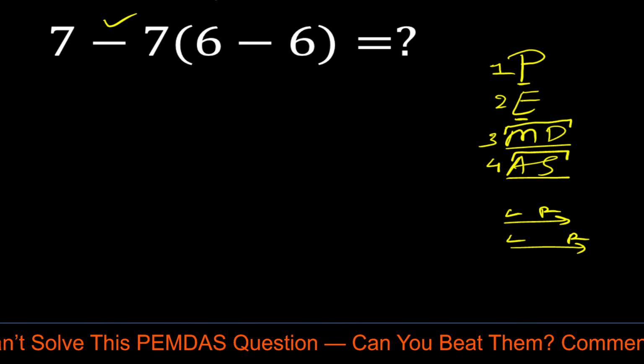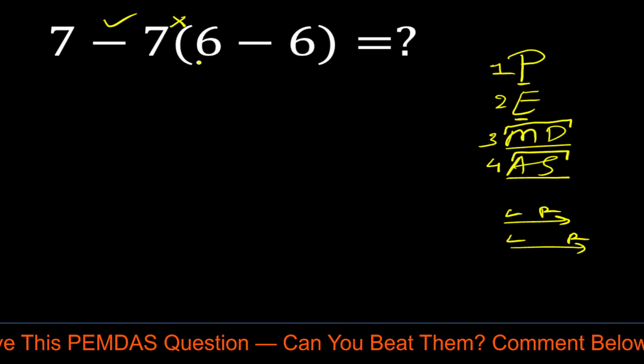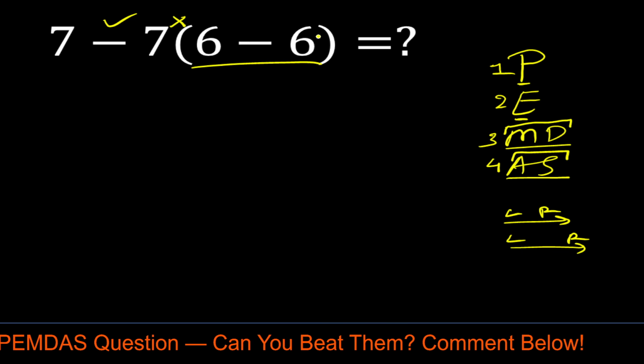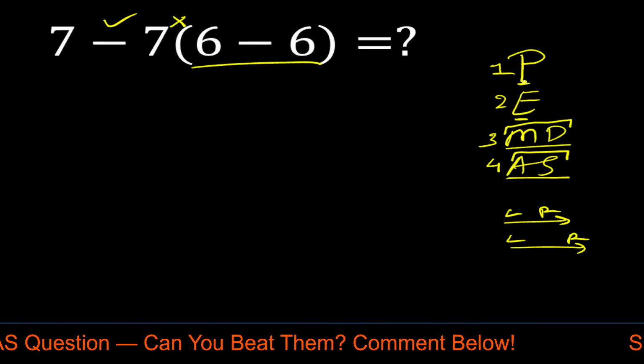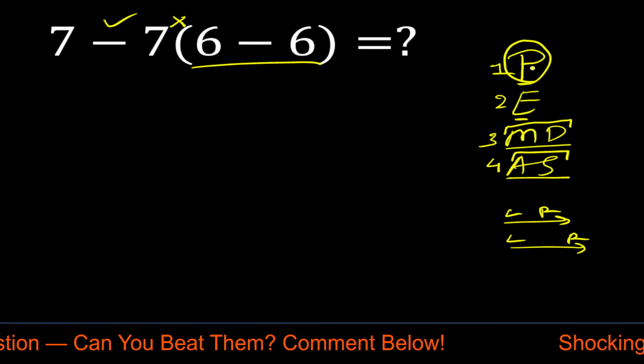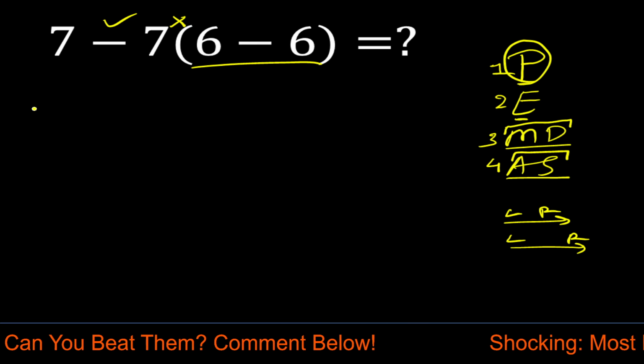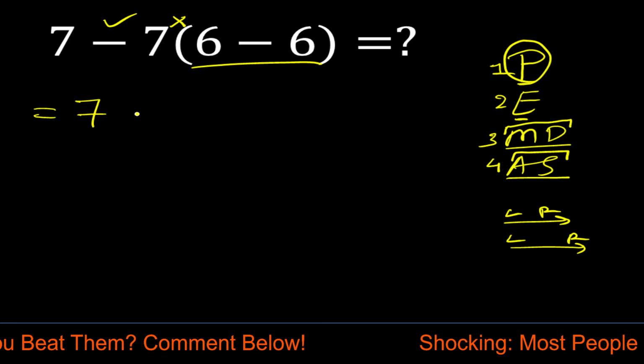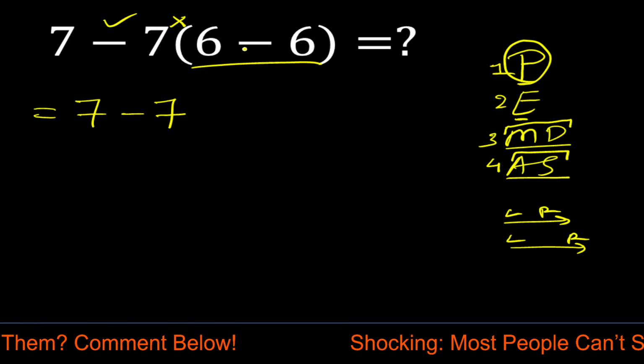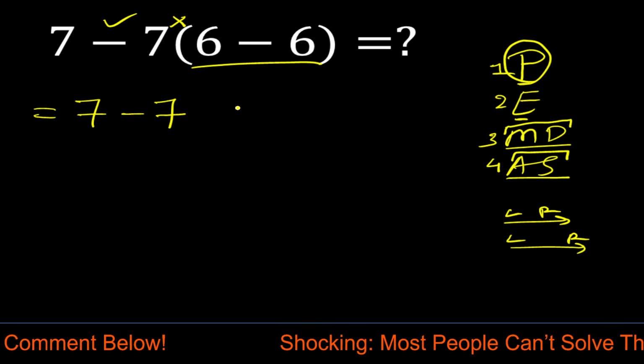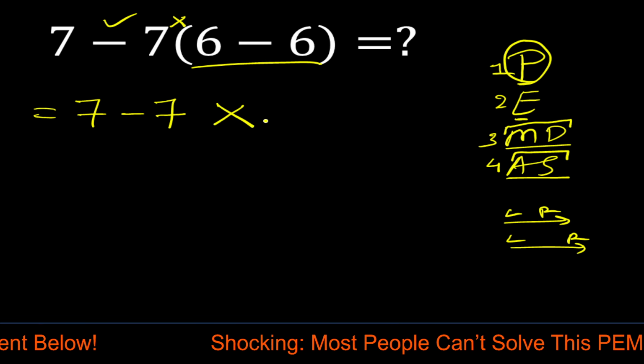So in this question, here we have subtraction, here multiplication, and here we have one parenthesis, right? So according to the PEMDAS rule, first we have to solve the parenthesis. So now 7 minus 7. Now solve this parenthesis. 6 minus 6 is equal to 0. So times 0, right?